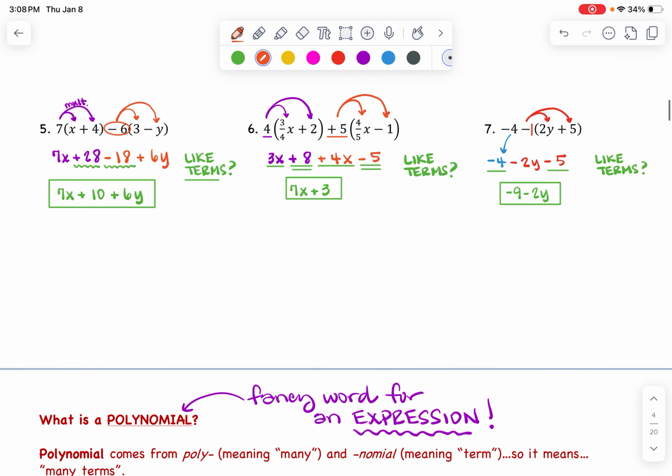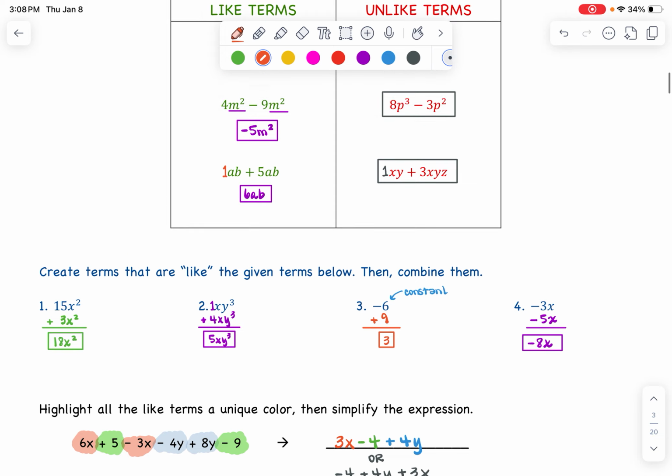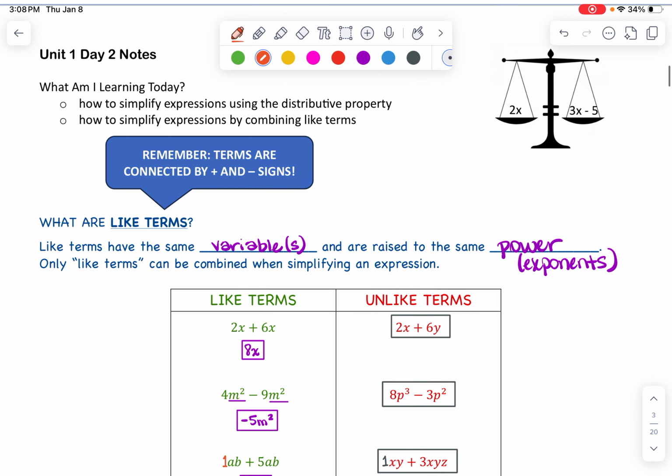That is Unit 1, Day 2, right? Distributing and combining like terms. All right, let me know if you guys need any help with that.